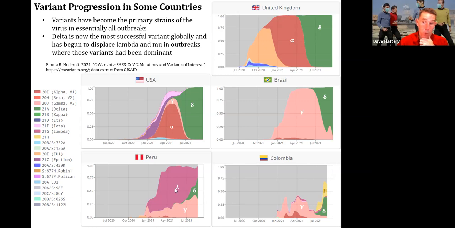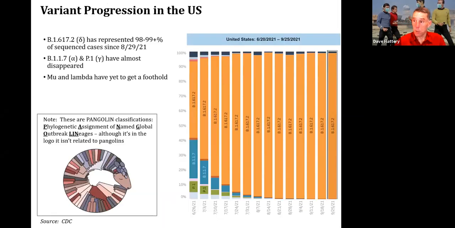Peru, which is where Lambda arose and was dominant for quite a while. So you can see this green creeping in here. This is Delta again. And always the last line to the right on these graphs is made up of a relatively small number of samples, so the numbers aren't very precise, but it appears to be displacing both Lambda and Gamma in Peru now. And if you look at Colombia, where 21H or Mu was dominant, you can see Delta now has more sequences than Mu in the most recent 2 weeks. So it looks like Delta is beginning to displace Lambda and Mu even in the outbreaks where those variants were first detected.